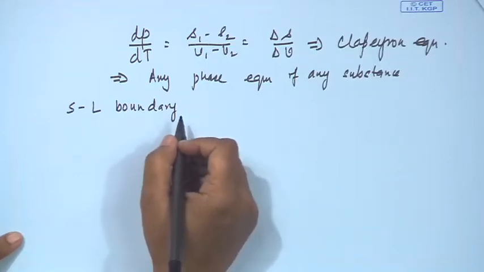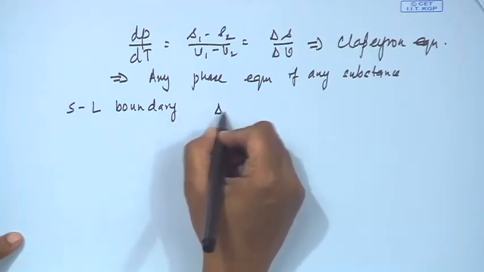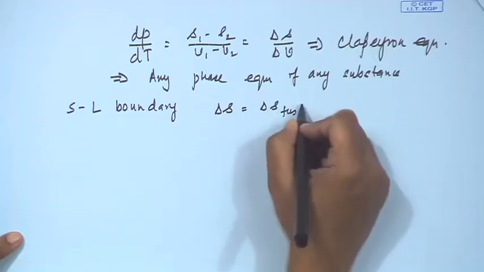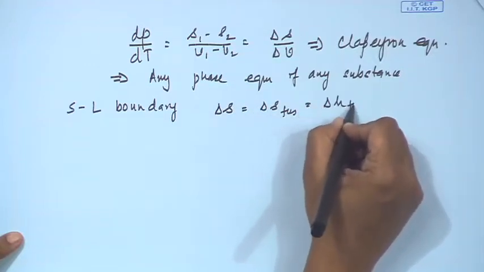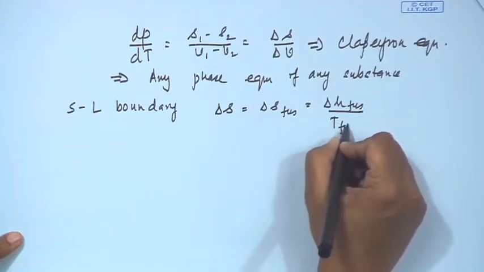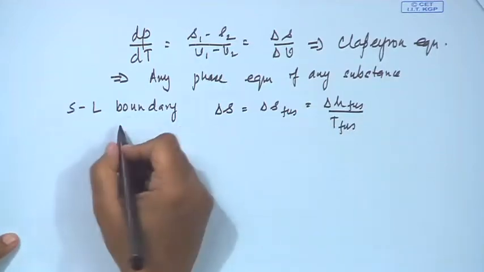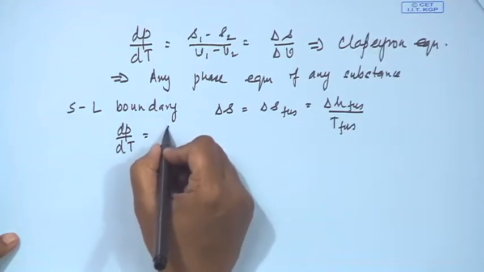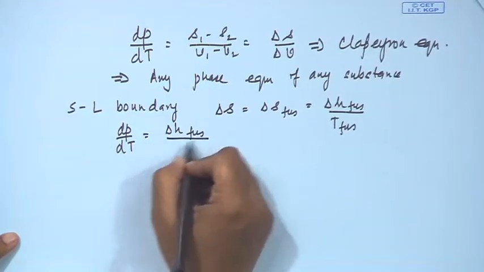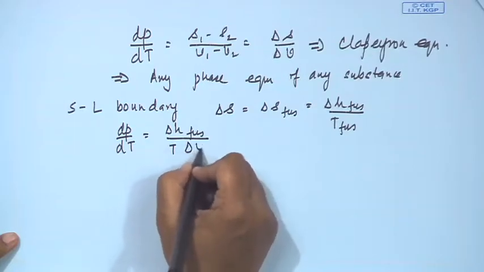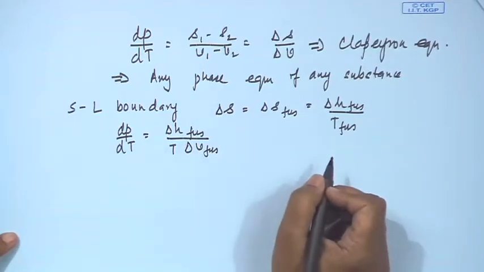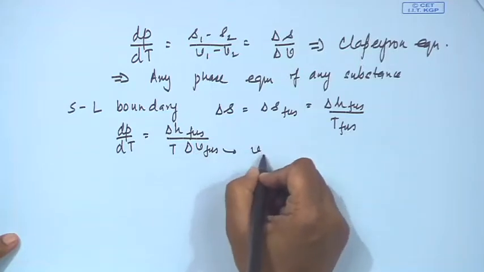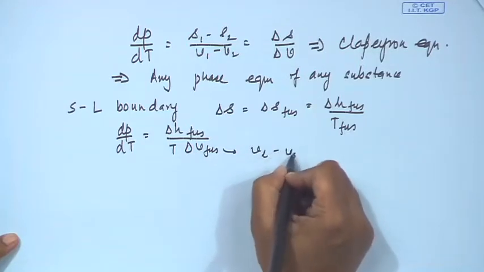When we consider the solid liquid boundary, what is delta S? Delta S is nothing but delta S fusion, which is nothing but delta H fusion by the melting point of the solid. So, from there what do we get? We get dP/dT is equal to delta H fusion by T delta V fusion, right. Now, usually this delta V fusion is nothing but V liquid minus V solid.